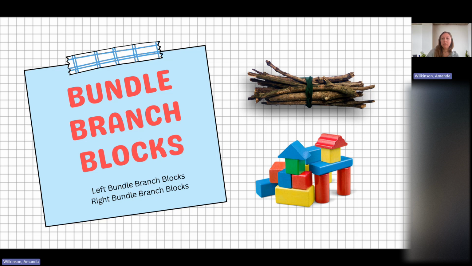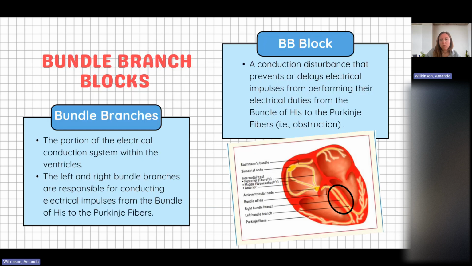Okay, now we are going to move on to our bundle branch blocks, and then maybe a little break after this. So bundle branch blocks. We've covered our AV blocks. We're going to briefly shift to our bundle branch.